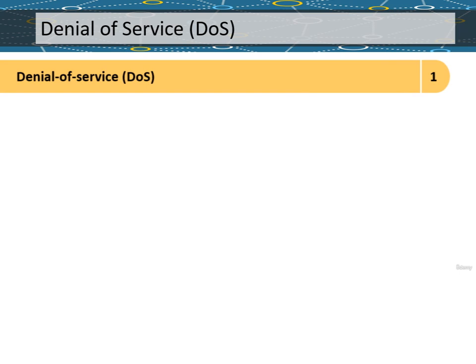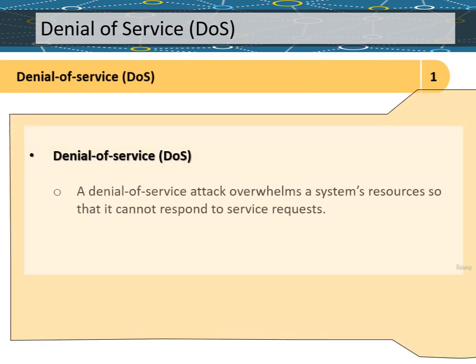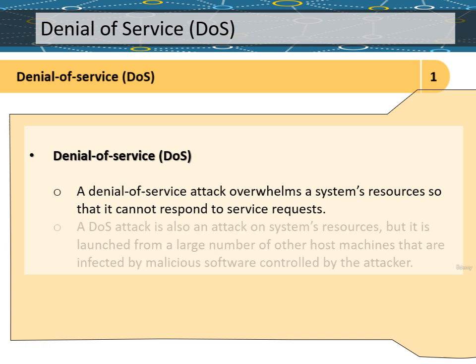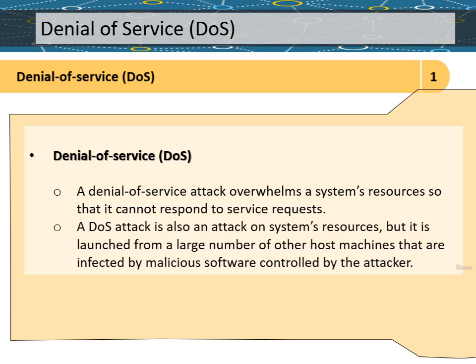Number 1, denial of service, DOS. A denial of service attack overwhelms a system's resources so that it cannot respond to service requests. A DDOS attack is also an attack on system resources, but it is launched from a large number of other host machines that are infected by malicious software controlled by the attacker.